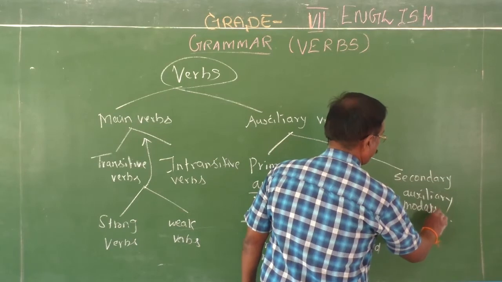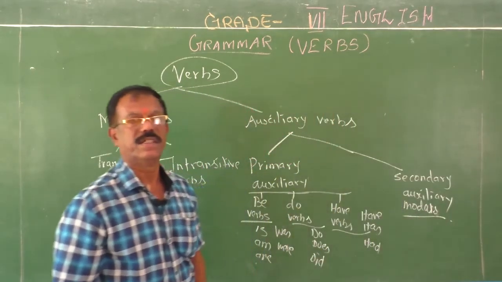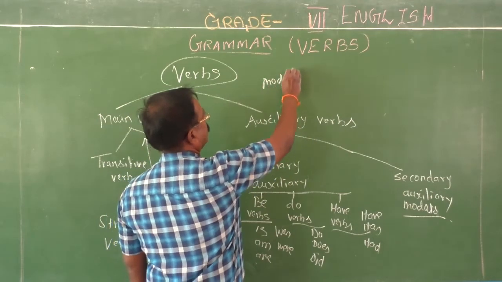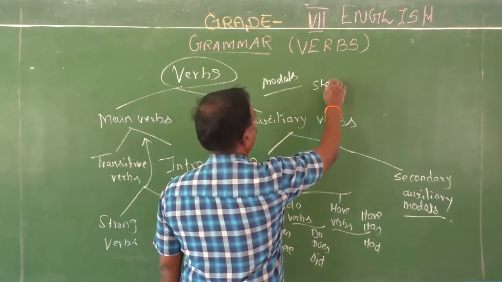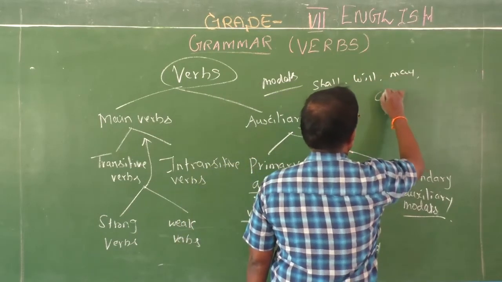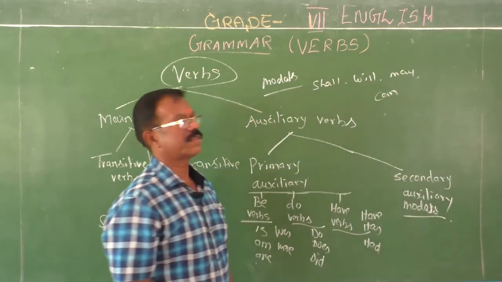They are called model auxiliaries. Do you know what are model auxiliaries? Here I will write, children, models: shall, will, may, can. They are called model auxiliaries.